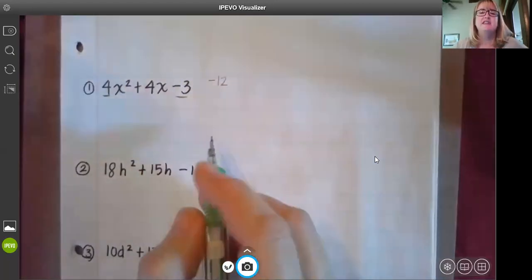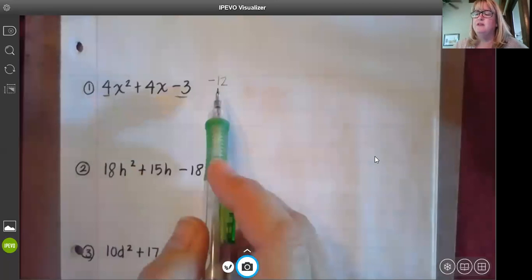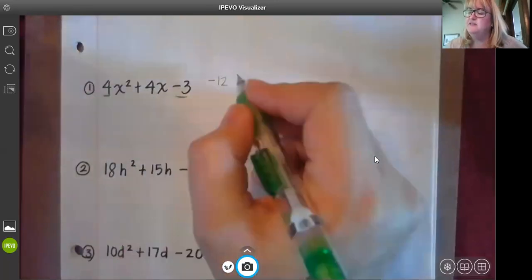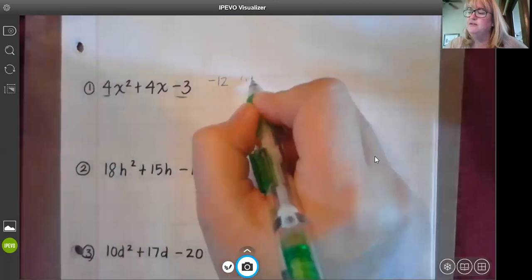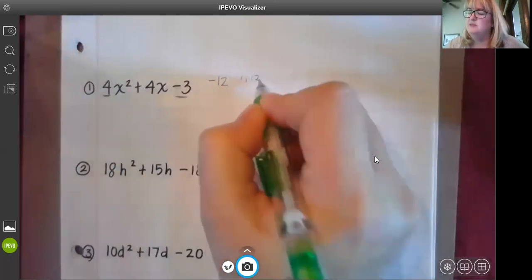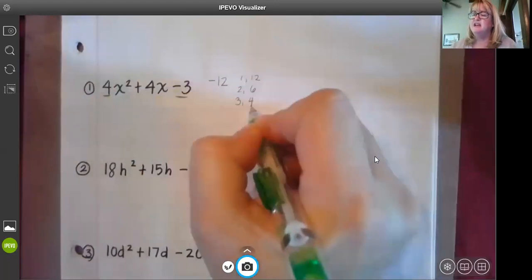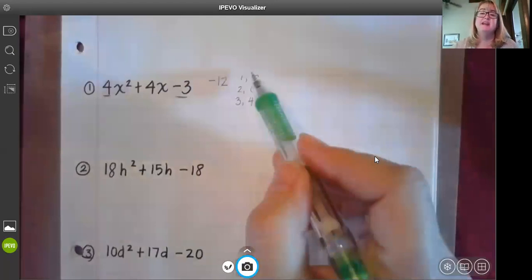Now we need to look at the factors of -12 that will give me a +4. All right, the factors of -12 are 1 and 12, 2 and 6, and 3 and 4. Now, because it's negative, one of these has to be negative.